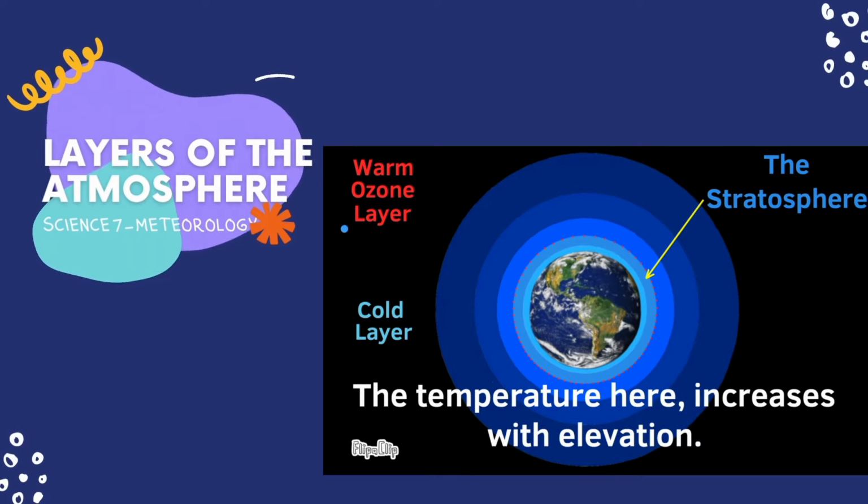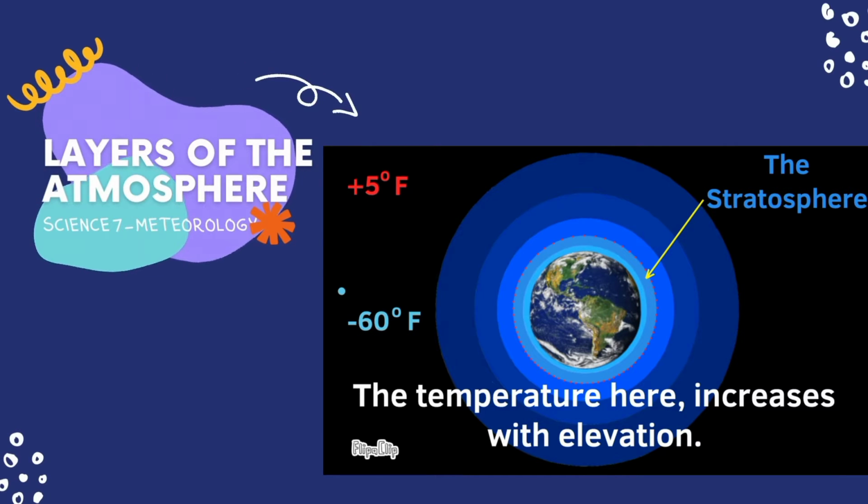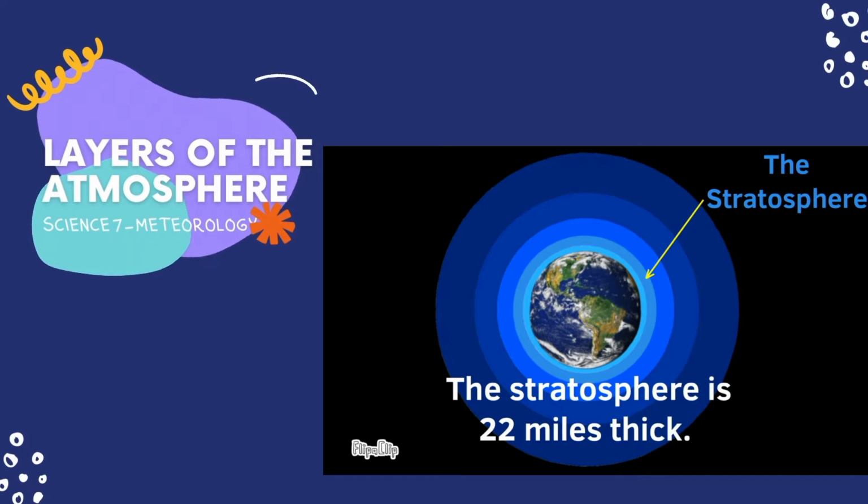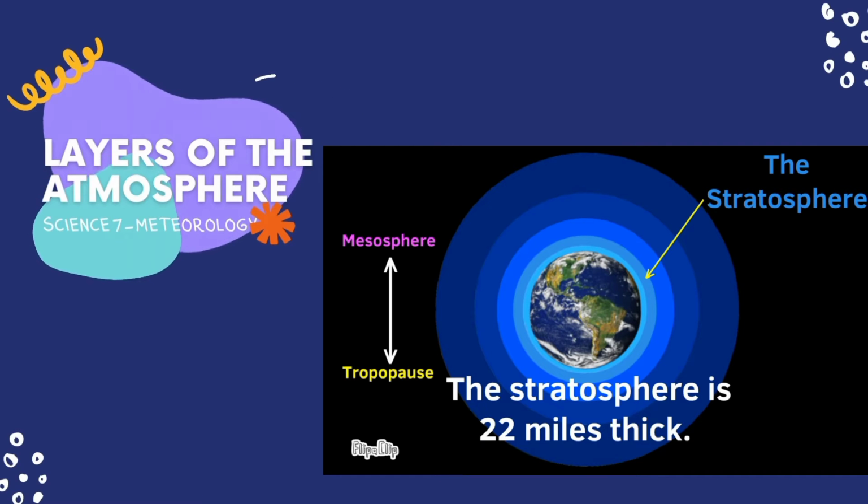The temperature here increases with elevation, ranging from -60 Fahrenheit to +5 Fahrenheit. The stratosphere is 22 miles thick, running from the tropopause, the outer edge of the troposphere, all the way to the mesosphere.